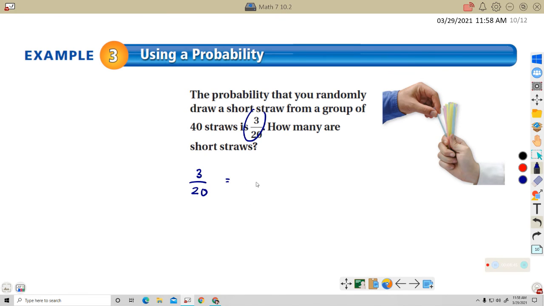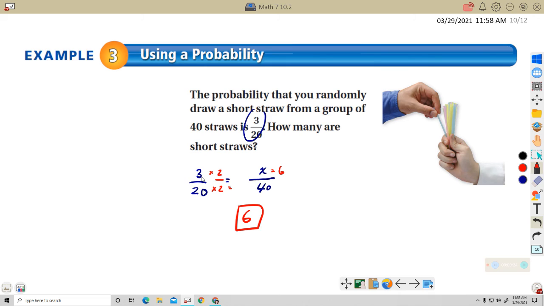So we're going to use a proportion here. And so the actual number of straws is 40. That's the whole. Again, like I said, it's really like a fraction. So the question is, what's going to be our, I'll use X. Well, we can do this one by the equivalent fraction method, right? If 20 times 2 is 40, then I can multiply the top by 2 as well. So 3 times 2, X is going to equal 6. So the answer here is how many are short straws? 6.